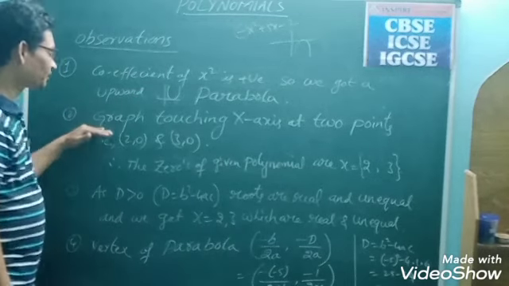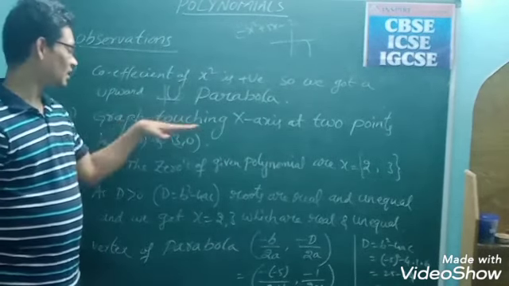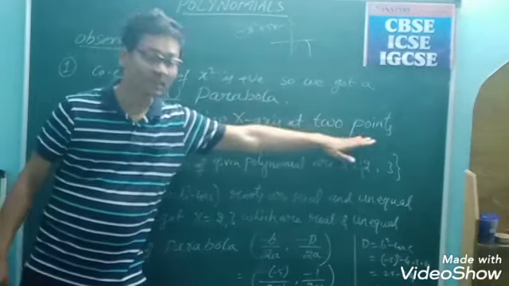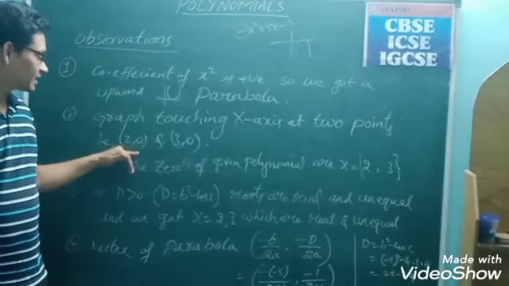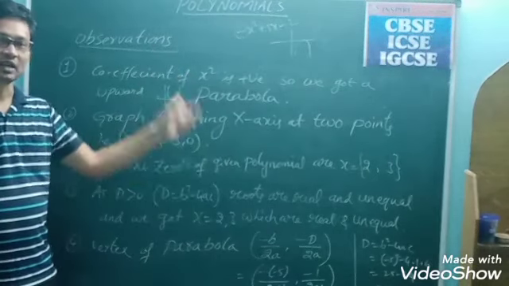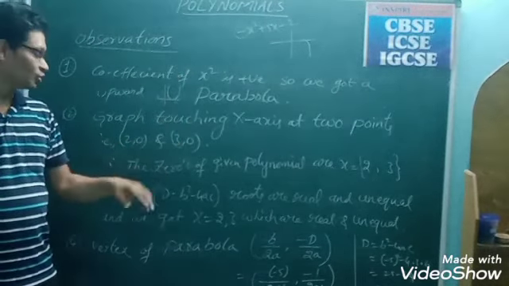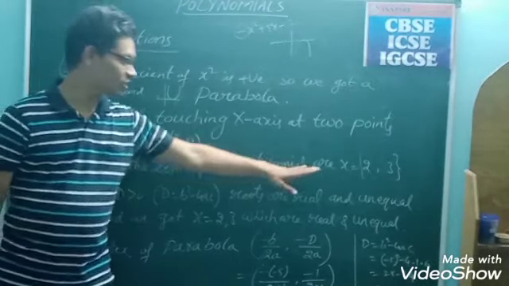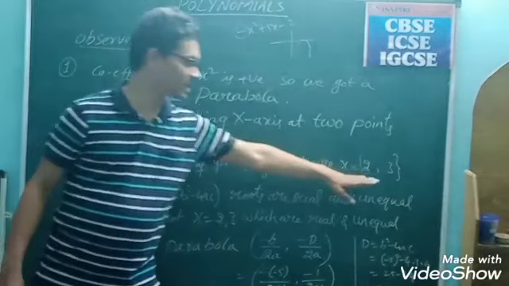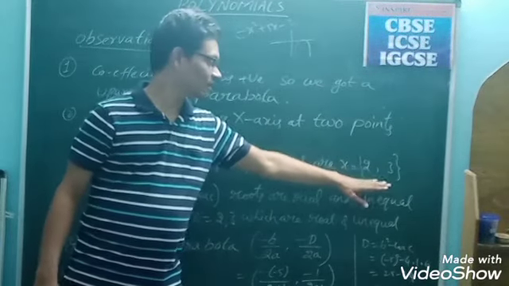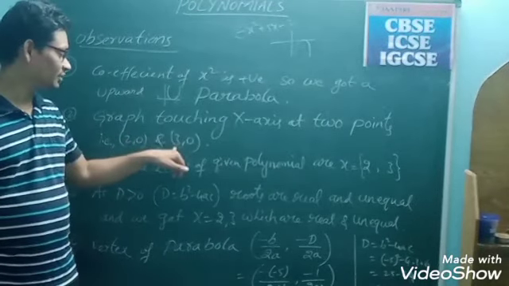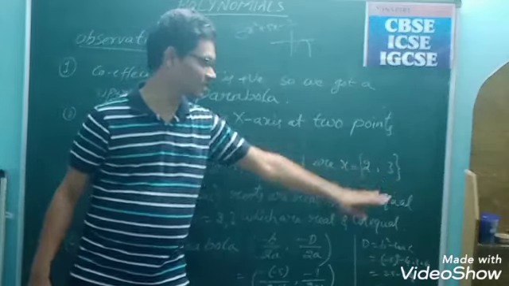The second observation is that the graph is touching the x-axis at 2 points, that is, 2, 0 and 3, 0. You observe the graph once again. The graph touches at 2 points. So the zeros of the given polynomial are, wherever the graph is cutting the x-axis, those we consider as the zeros of the polynomial. We need to take the x coordinates as the zeros of the polynomial, that is 2 and 3.